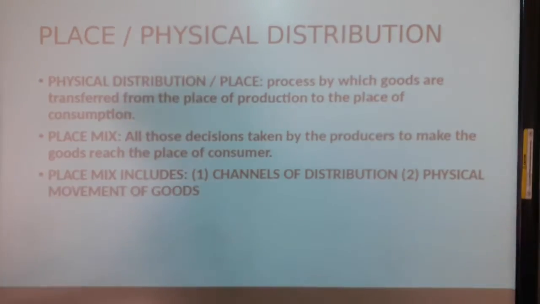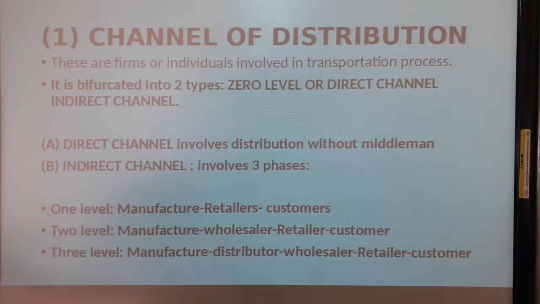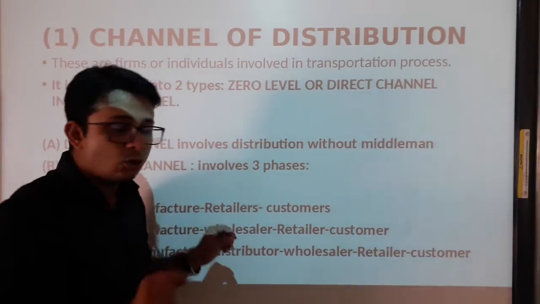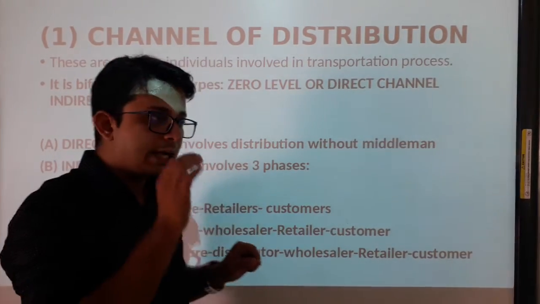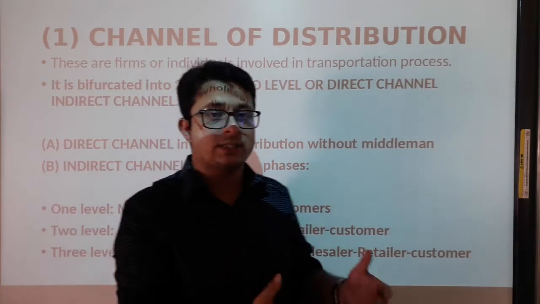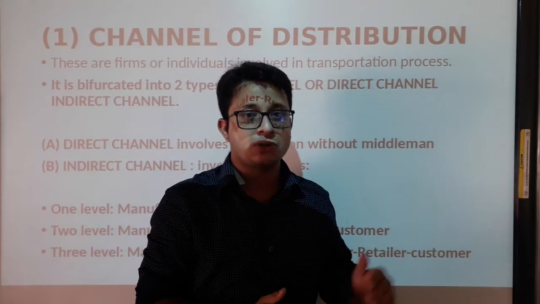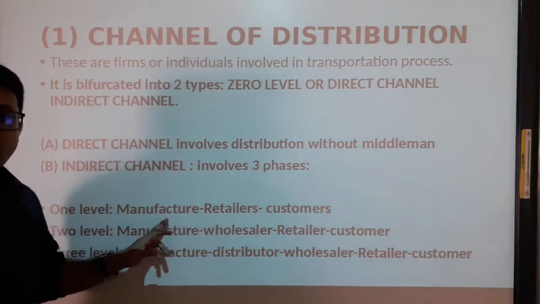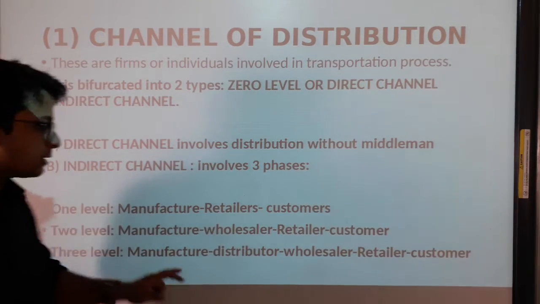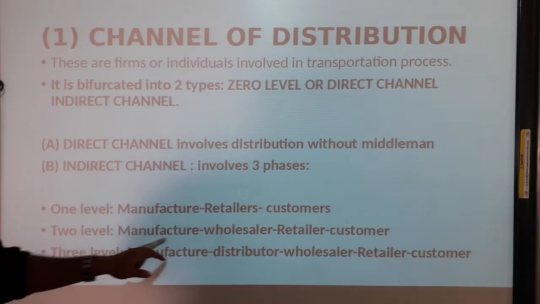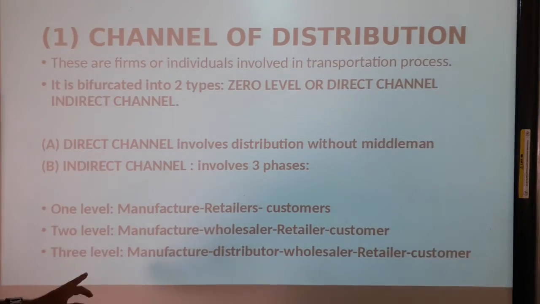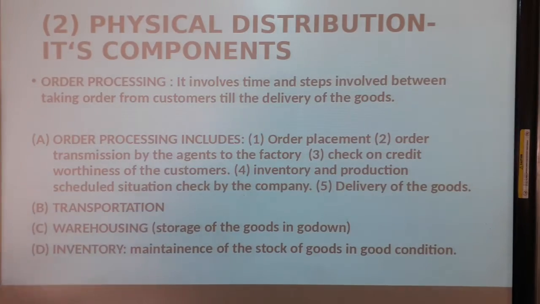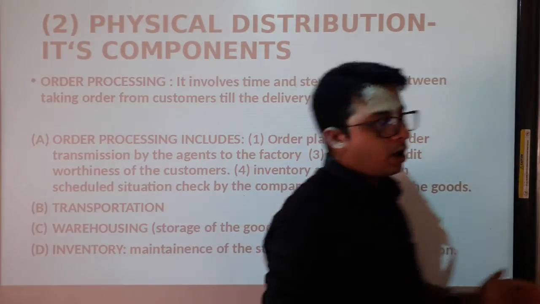This is what we have already discussed relating to the channels of distribution: there are direct channels, or zero channels, where there is no middleman. Directly the producer or manufacturer produces the goods and sells to the consumers. But with indirect channels, there are three parts: in the middle there will be a retailer; secondly, wholesaler and retailer; and thirdly, distributor, wholesaler and retailer. Now we will be discussing the physical distribution of the product.